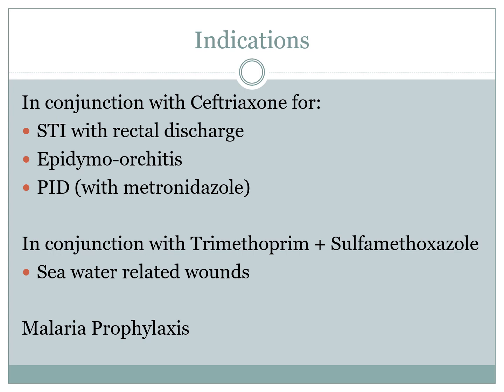as well. So things that doxycycline can be used for, it's classic in the STI space, especially with ceftriaxone. So it's used for all STIs that involve any sort of rectal discharge. It's used with epididymitis and PID in conjunction with metronidazole. It's also used in conjunction with trimethoprim sulfamethoxazole for all your seawater related wounds, which can be quite difficult to treat. It's also a very, very popular and effective drug for malaria prophylaxis, which we'll spend a little bit of time just discussing because it's quite pertinent to any defence listeners.